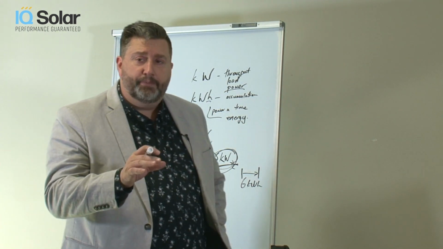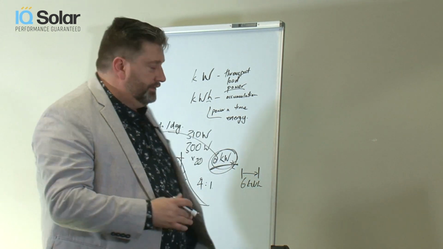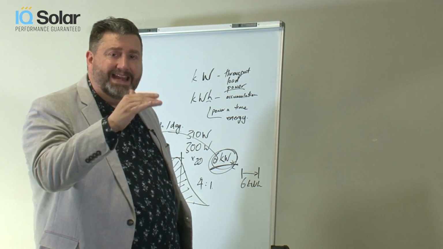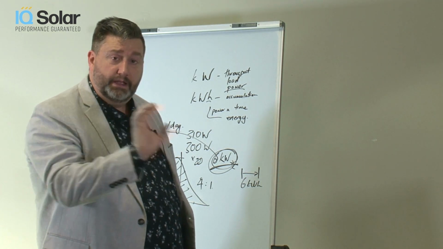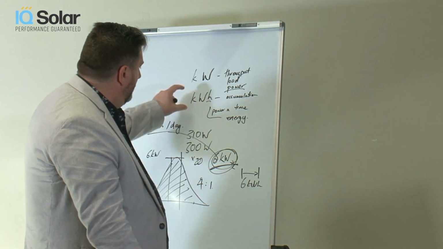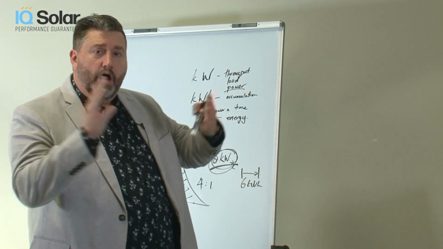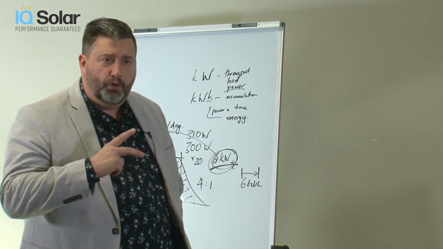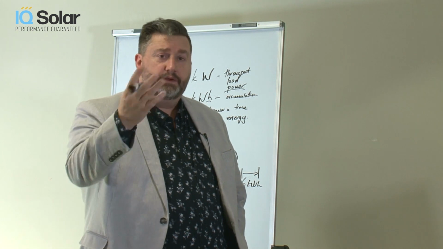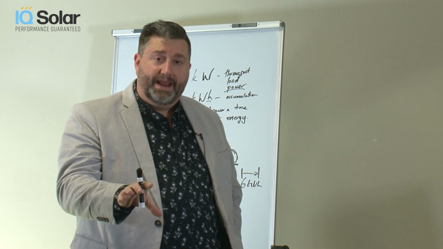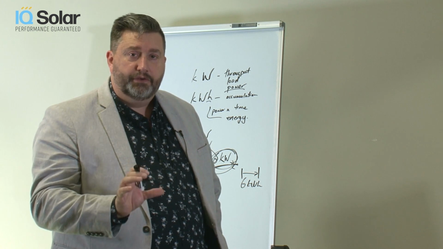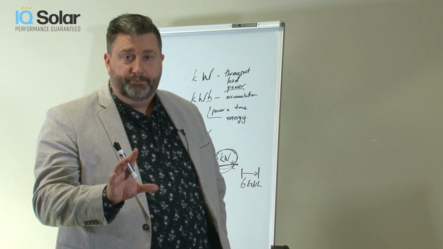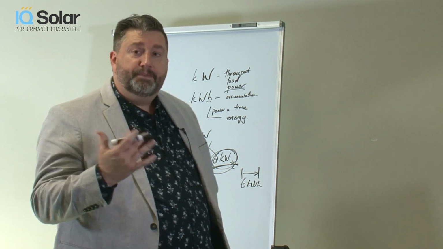It's like mixing up speed and distance. Kilowatts is like speed. It's an instantaneous measurement of how much power is either being consumed or generated. And kilowatt hours is the accumulation of that over a period of time. The reason I mention this is that it comes up all the time in solar. We're either talking kilowatts or we're talking kilowatt hours. And if you understand what each one of those is, then it will help you understand your solar system better. It also comes up with batteries.